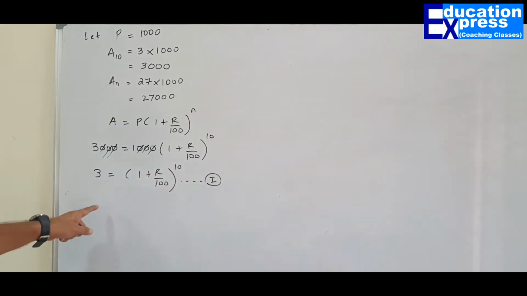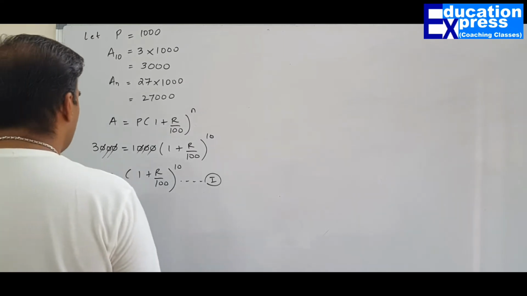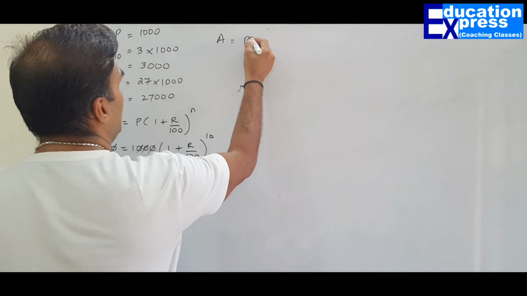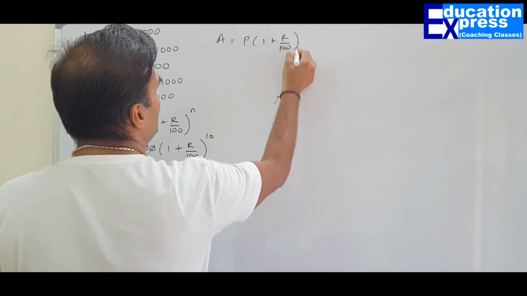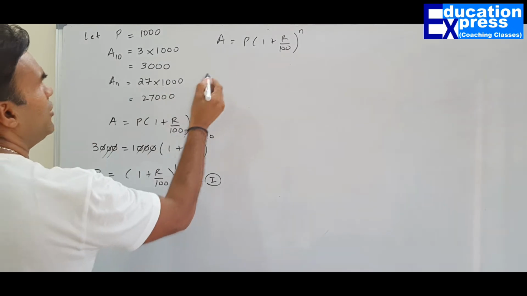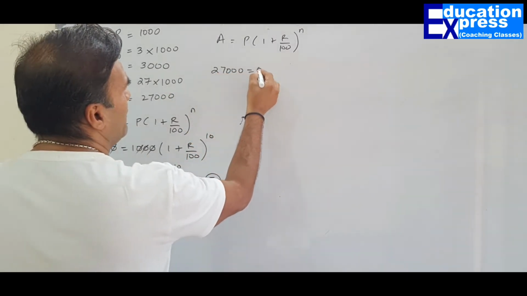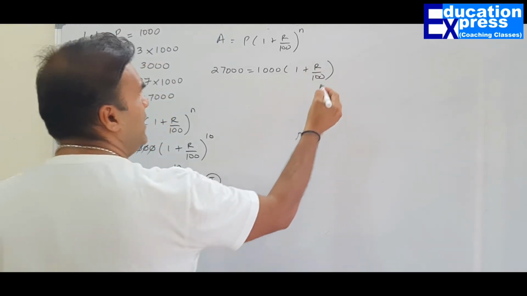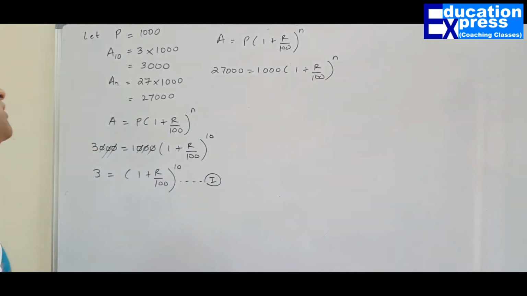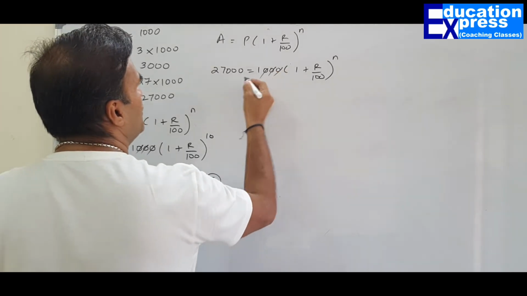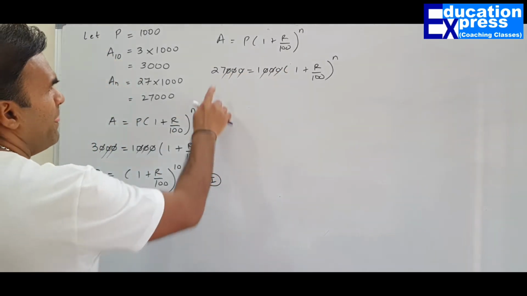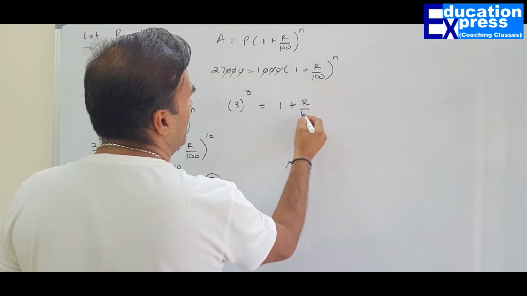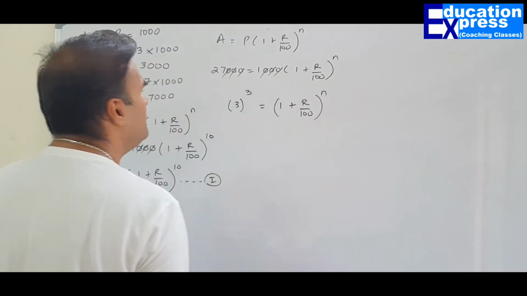We have already done a similar sum before also. Same to same type of sum. After this, knowing that amount equals to P, 1 plus R upon 100 raised to n, is the formula. Amount is given to you as 27,000. Principal 1,000. 1 plus R upon 100, after how many years? We don't know how many years. The zeros cancel. 27 can be written as 3 cube equals to 1 plus r upon 100 raised to n.